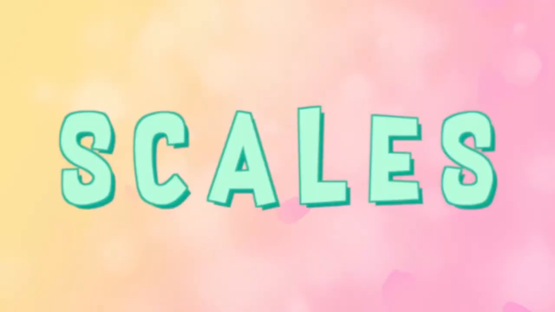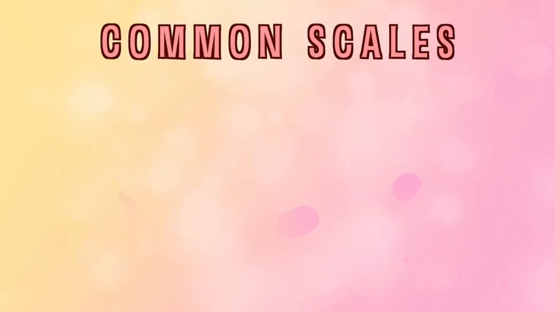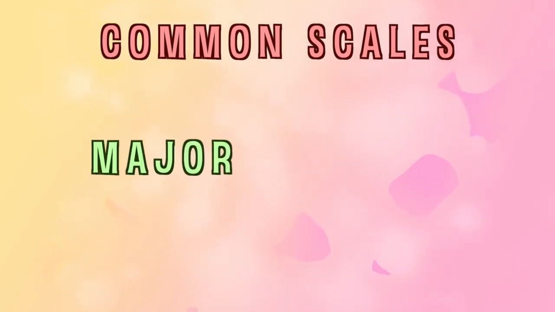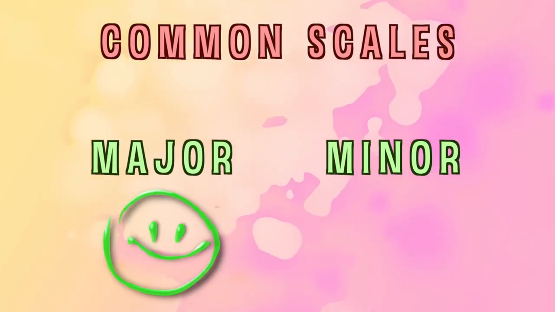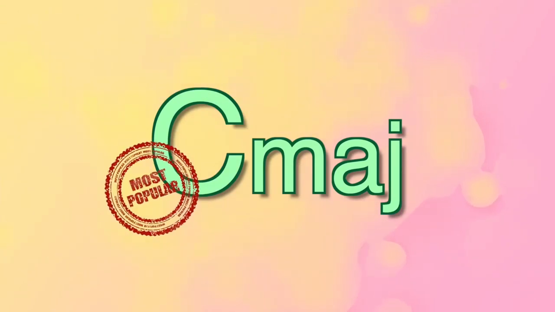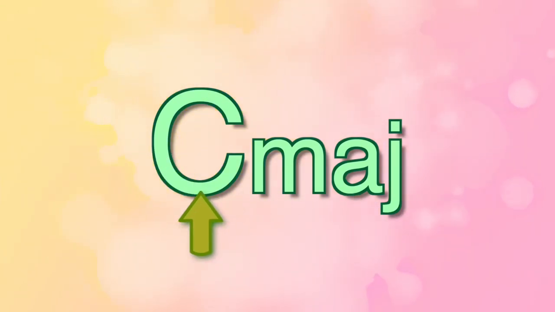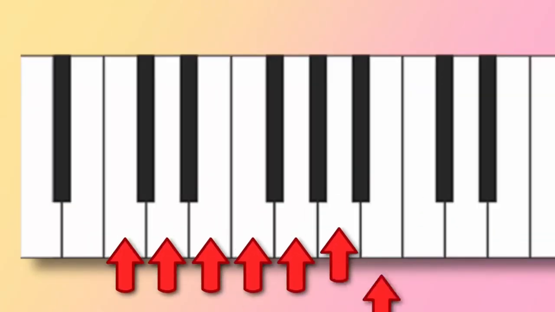Scales. Scales are the collection of musical notes ordered by pitch. The common scales are major scales and minor scales. Major scale sounds happy, whereas minor scale sounds sad. C major scale is the most popular scale, and it is the easiest scale as shown. It consists of all the white keys.